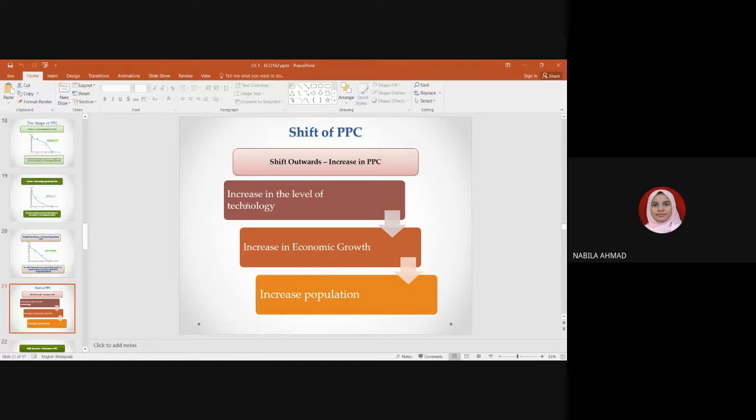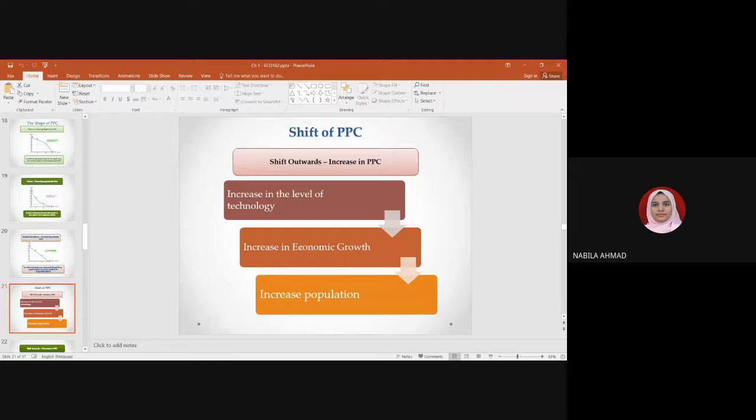Okay, contohnya apa yang menyebabkan PPC increase? Okay, contohnya satu faktor dia adalah increase in technology. So when technology increases in the country, the production of goods and services will become more efficient. So the cost will be reduced. So that's why the country can produce more goods. So the country can increase the PPC. So kita kata the PPC will shift outwards.